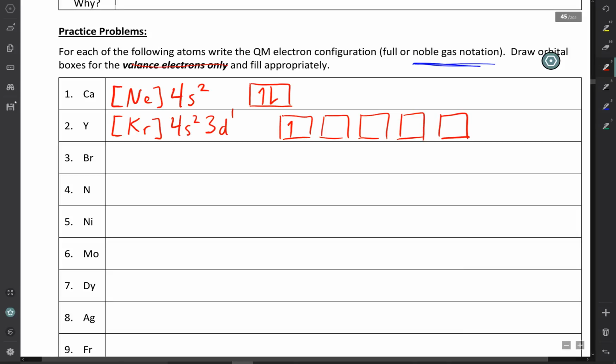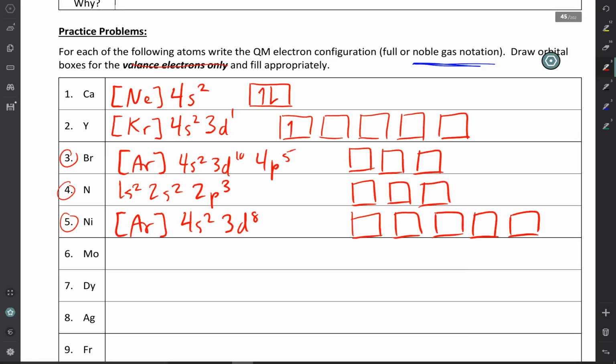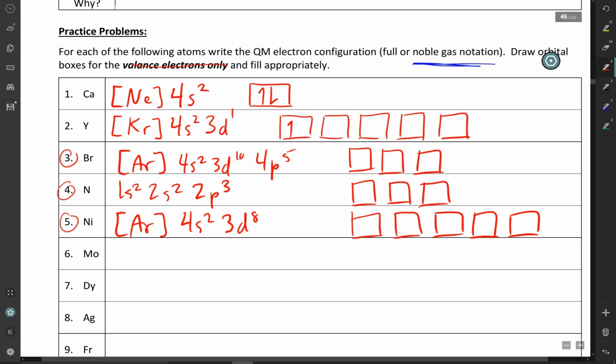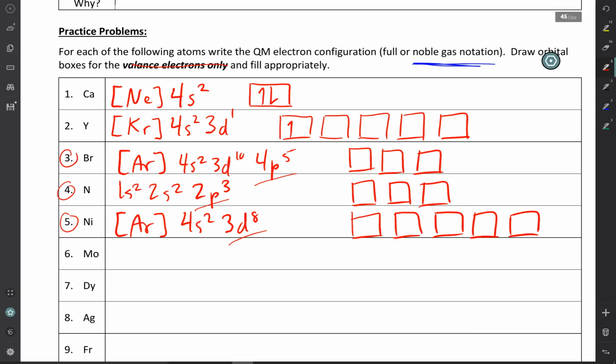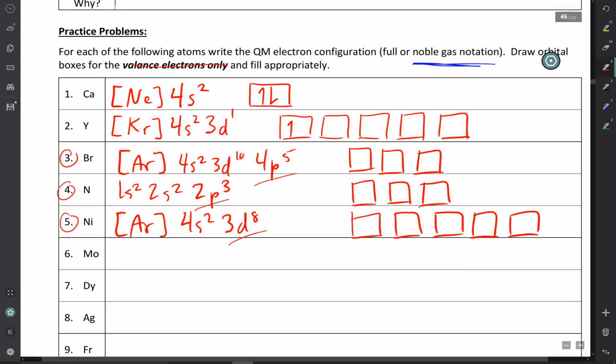Why don't you try bromine, nitrogen, and nickel on your own? So I've taken care of questions 3, 4, and 5. I've got my electron configurations written out, and I've already drawn my orbital box diagrams for the last electrons I wrote. So I'm going to fill the boxes with you. You can check. I've got 4p5, so I see 1, 2, 3 spin up, 4, 5. Pair them up with spin downs.